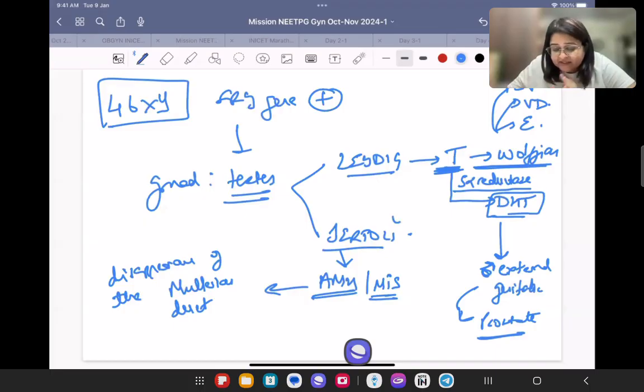ठीक है? Sertoli cell क्या करता है? Sertoli cell secretes anti-Mullerian hormone. And anti-Mullerian hormone is going to cause disappearance of the Mullerian duct. तो Mullerian duct गायब हो जाएगा. Wolffian duct is going to grow, okay, and develop.